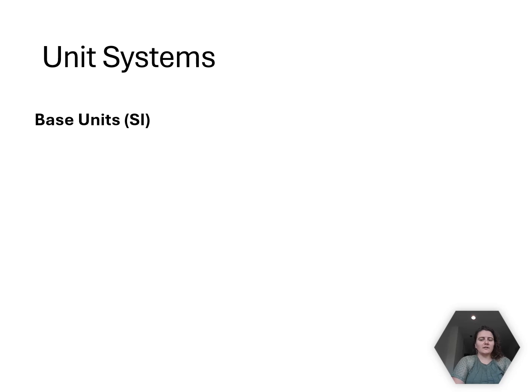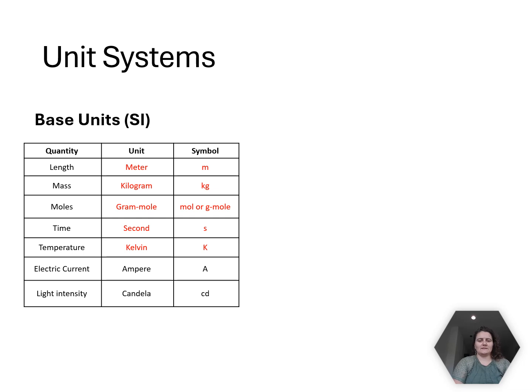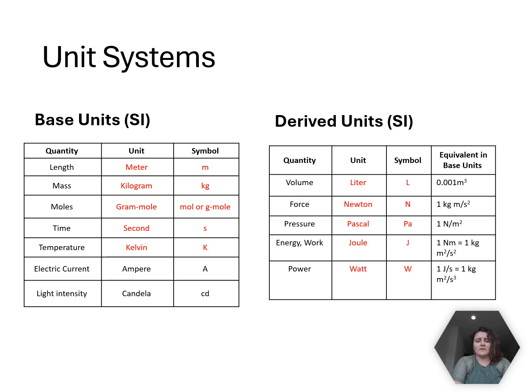Last thing we'll mention here is that we're going to use the SI system throughout this semester, and I want to point out what the base units are in the SI system. Again, remember, you can pause the video at any point if I'm talking too fast. In our base units in the SI system, we have length measured in meters, mass measured in kilograms, moles in a gram mole, time in a second, and temperature in a Kelvin. We won't see electrical current or light intensity in this class, but if you're curious, the base unit in the SI system, which is the same as the metric system, is an ampere for electrical current and a candela for light intensity.